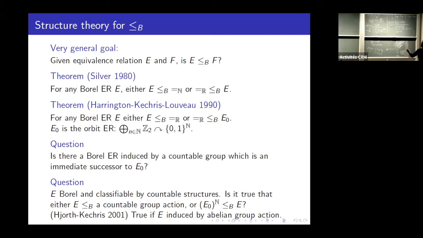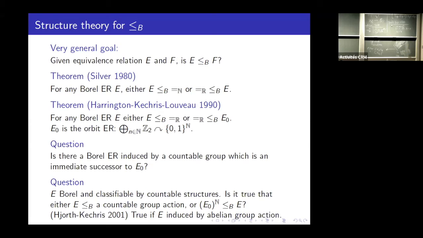But it's again open in general, even though it was proved by Hjorth and Kechris for abelian group actions. So if E is induced by some abelian Polish group, not a countable group, then it is true. The point of this is to tell you what I mean by structure. The main point is that by having these structural results, say you want to prove that something is above E0, then you can use this. You just show that it's not reducible to this silly equivalence relation, and then you get immediately from this dichotomy that it's above here. So it allows you to study equivalence relations in practice.